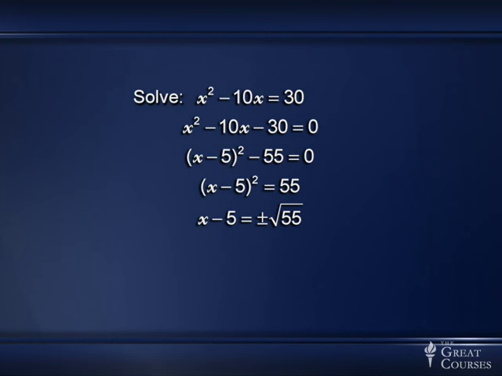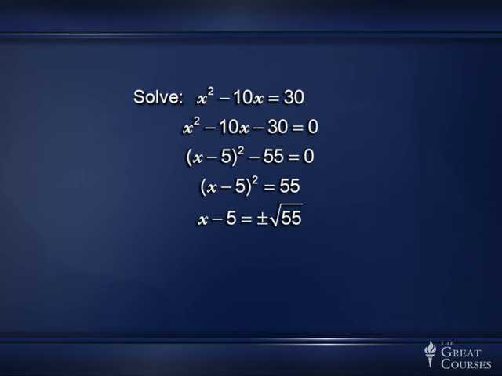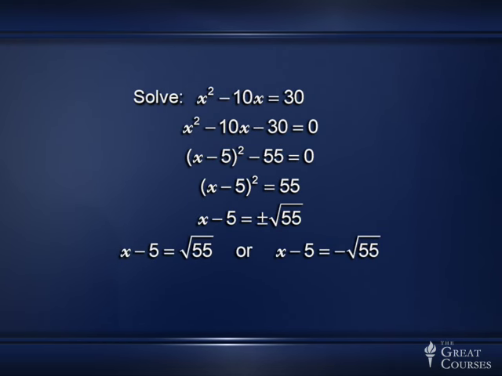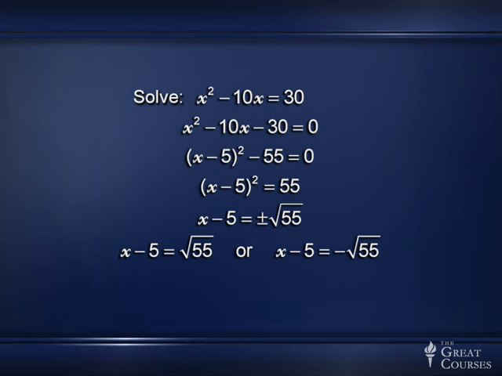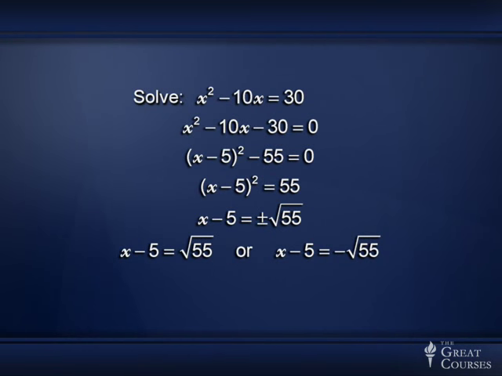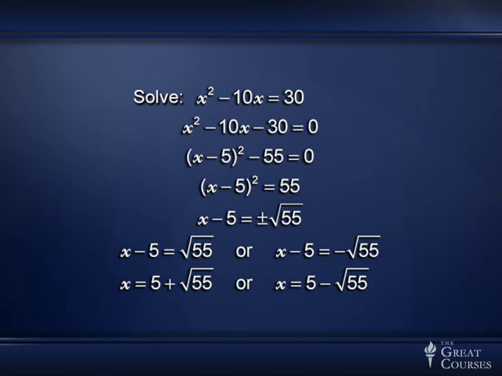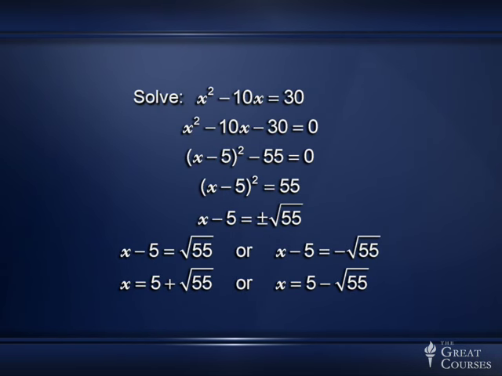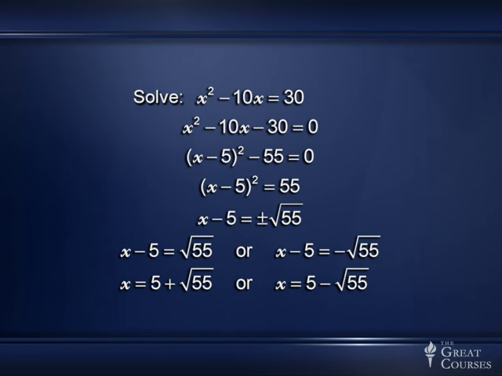Remember, when you take the square root of both sides like we just did, you must include that plus or minus. And now you have x minus 5 equals plus or minus square root of 55. You can split that into two equations. x minus 5 equals the square root of 55, or x minus 5 equals the negative of square root of 55. And if you just add 5 to both sides, you'll have your two solutions. They are x equals 5 plus the square root of 55, and x equals 5 minus the square root of 55. And believe it or not, those are the two solutions for that original equation, and the problem is done.